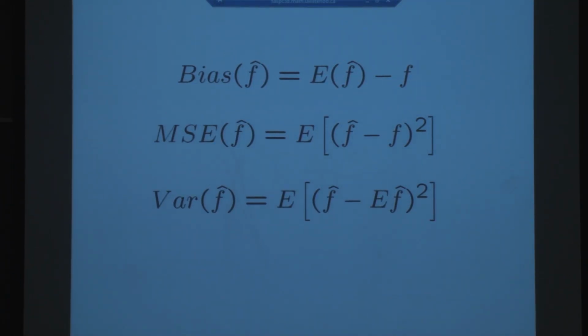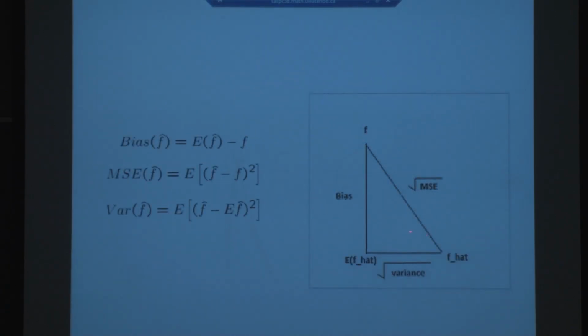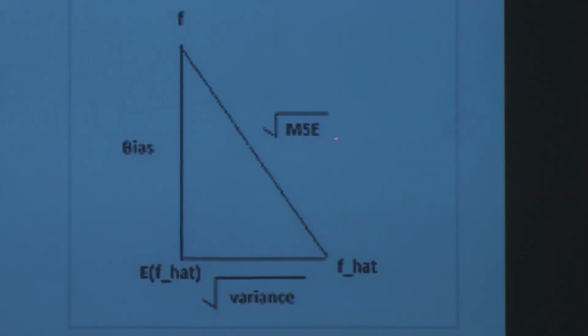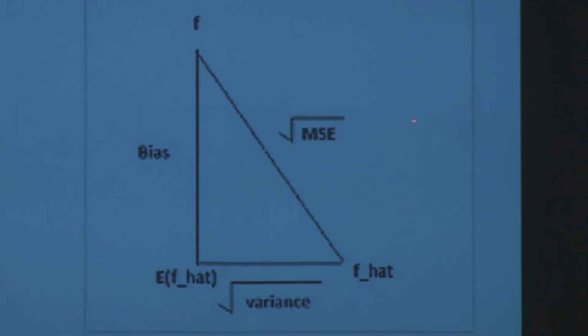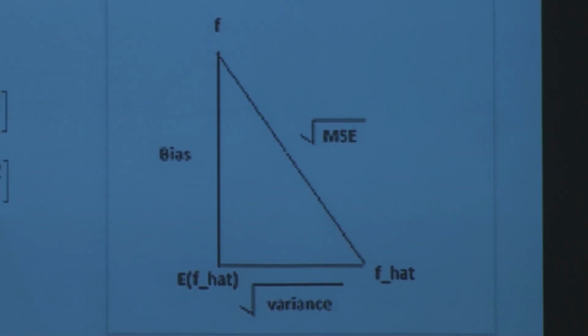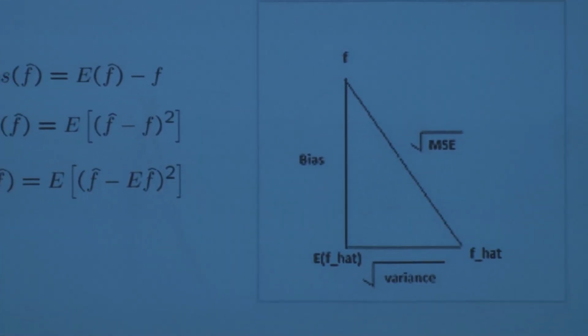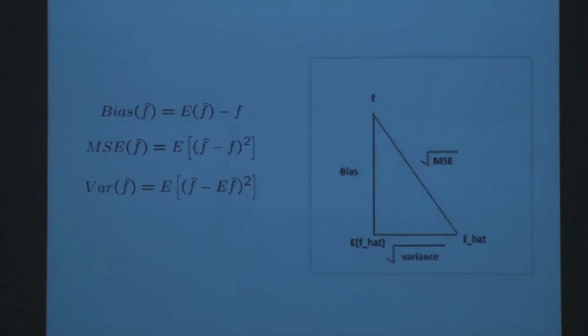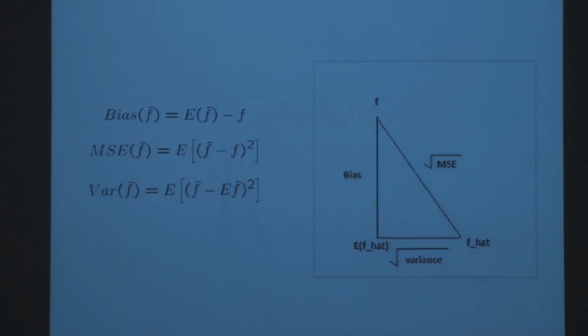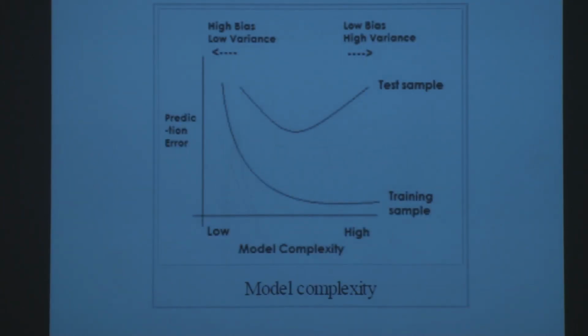It's always a trade-off between variance and bias. We can say that variance plus bias squared is basically mean square error. So fix the mean square error: you change the variance, you decrease the bias, variance gets increased, and vice versa. There's always this trade-off between these quantities.